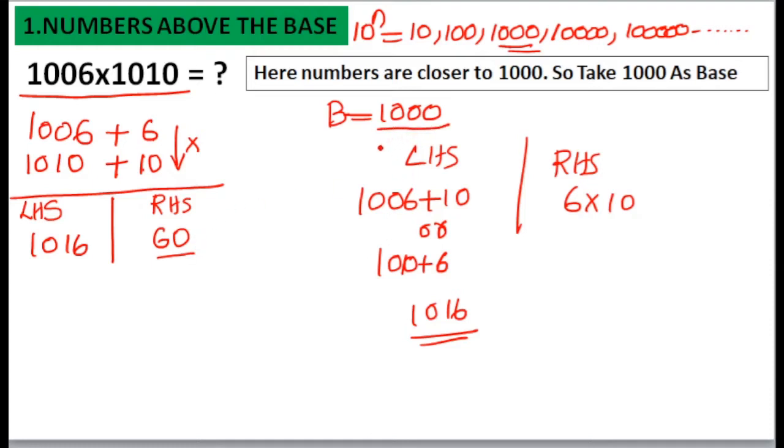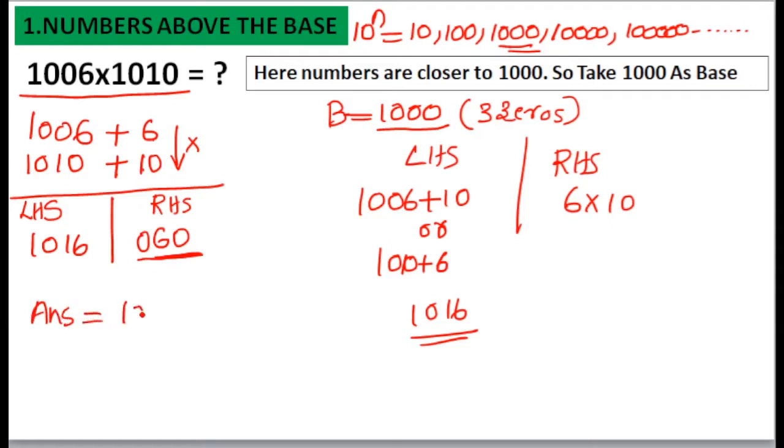Now the second rule: the number of digits in the RHS and the number of zeros in the base will be the same. Here you have 3 zeros in your base and 2 digits in your RHS. So you have to equalize the number of digits in your RHS and the number of zeros in your base. So you need 3 digits in your RHS. I will put a 0 before the 60 to make it a 3-digit number. So now you have 3 digits in your RHS and 3 zeros in your base.